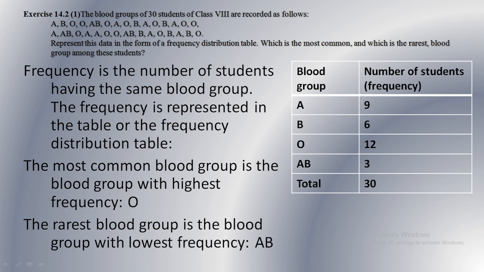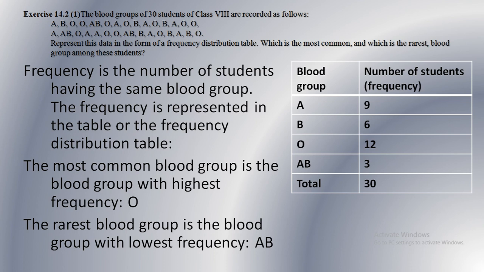Now B. How many times is B there? 1, 2, 3, 4, 5 and 6. Same for O and same for AB. So there are 12 O and 3 times AB. Total 30. Now the highest number is 12, and for which blood group?